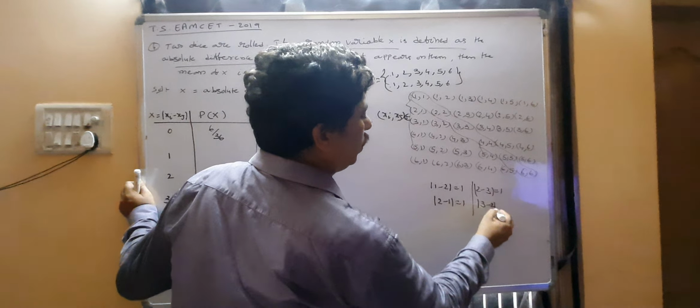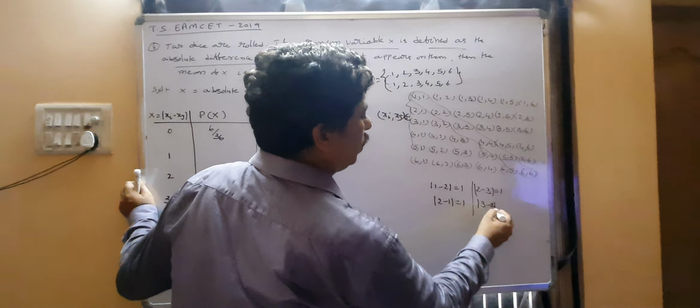Suppose the difference is 2. Difference 2 means you can check modulus of 1 minus 3 equals 2, that is 3 minus 1. Or modulus of 2 minus 4 equals 2, that is modulus of 4 minus 2. Or modulus of 3 minus 5 equals 2, that is modulus of 5 minus 3. Modulus of 4 minus 6 equals 2, that is modulus of 6 minus 4. You have 8 chances, 8 by 36.